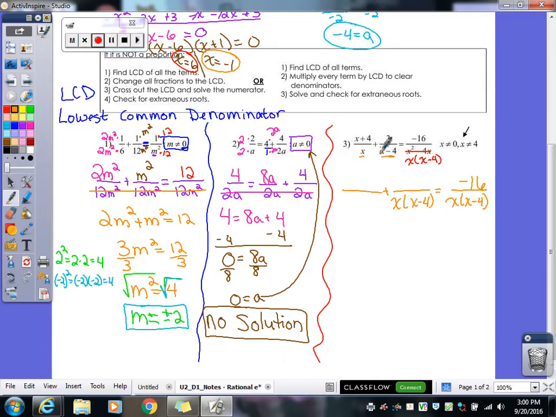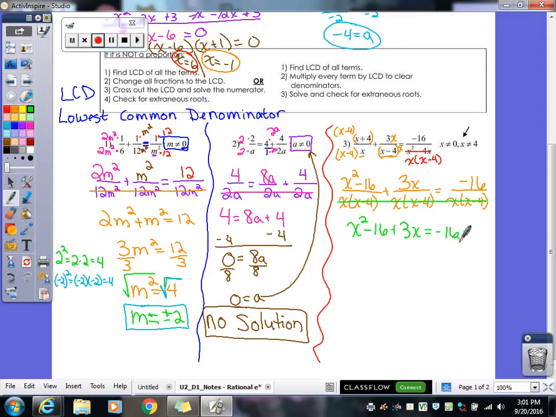For the second fraction, I have to multiply times x. That gives me a 3x in the numerator. For the first fraction, I have to multiply times x minus 4 to get my common denominator of x times x minus 4. That gives me x squared minus 16 in my numerator. So now all have common denominators, cross it out. x squared minus 16 plus 3x equals negative 16.